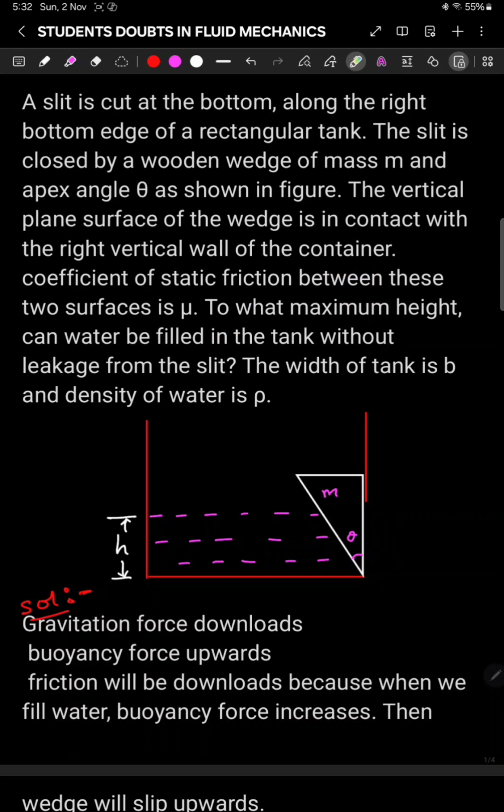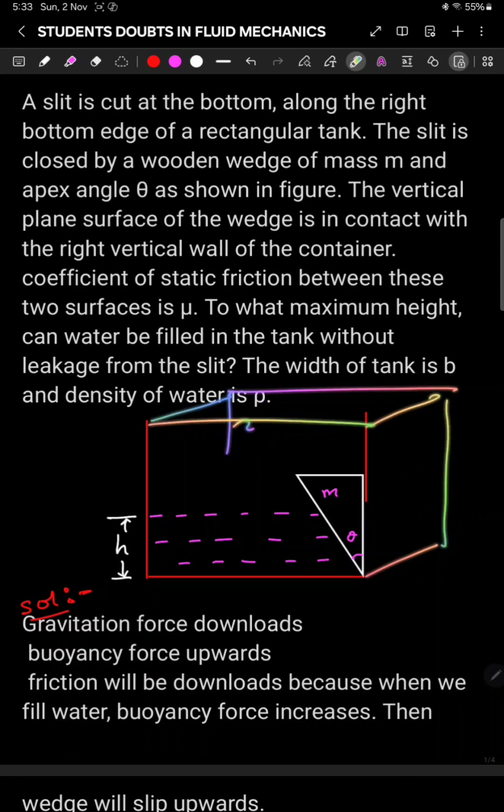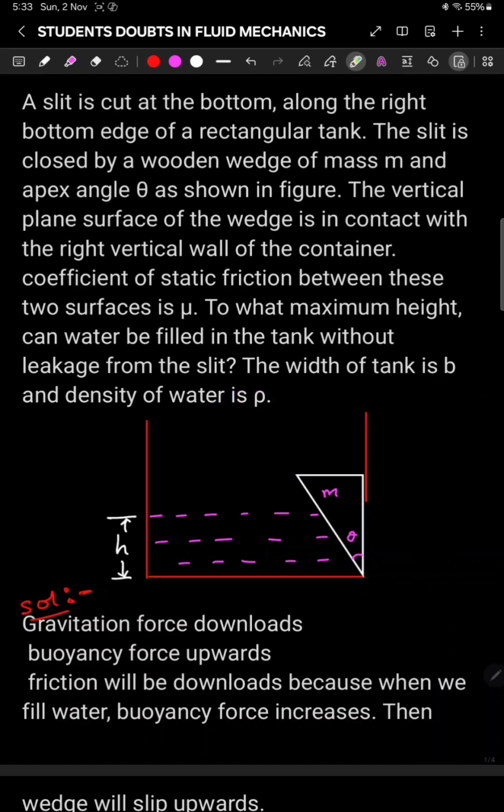Coefficient of static friction is given. To what maximum height can water be filled in the tank without leakage from the slit? To what maximum extent can we fill the water so that water will not leak out like this? Width of the tank is given as B, that means the inside breadth will be there like this for this tank. So this breadth was given B, and density of the water is given as rho.